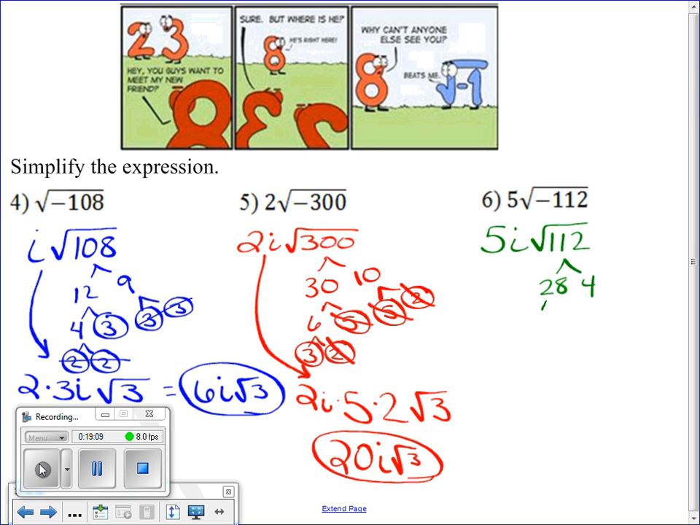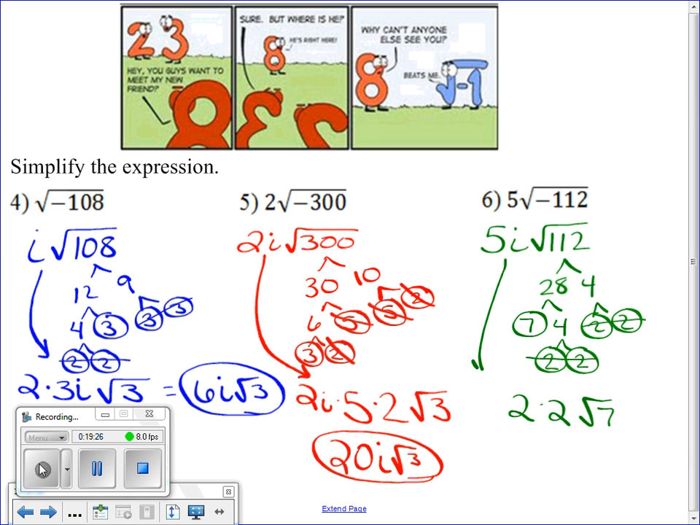All right, and then 28: 7 and 4. 4, another 4, 2 and 2. All right, so what do we got? Pairs of 2. Another pair of 2's. Single 7. Bring down the 5i, so we have 20i radical 7. You guys look good walking around. Any questions?